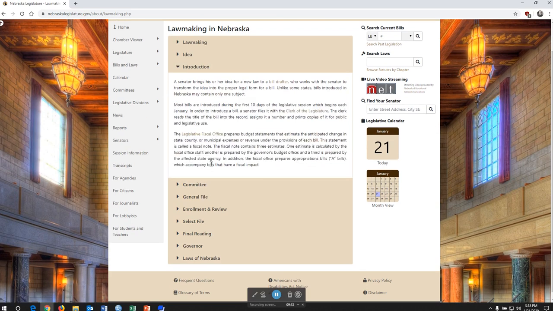And then we have the introduction phase. Here, this is the first step in the technical process, that the senator brings that idea to a person called a bill drafter, a specialist employee working with the legislature to help put ideas into legislative language and to introduce that bill on the floor. The senator then must introduce the bill in the first 10 days of the legislative session. This is really important right here in the middle paragraph: most bills are introduced during the first 10 days of the legislative session, which begins in January.